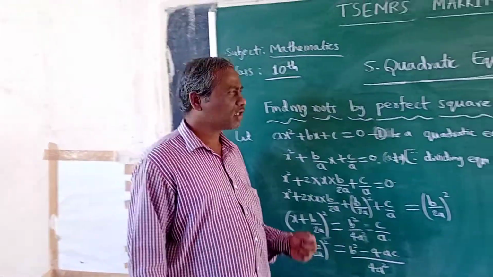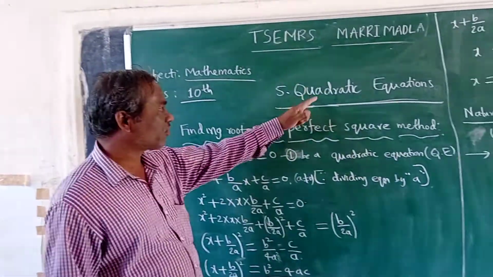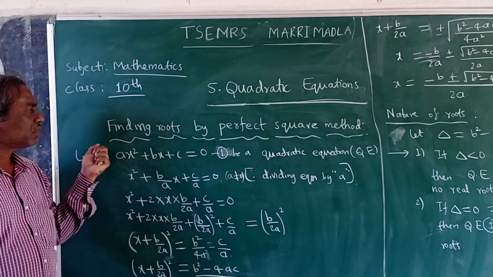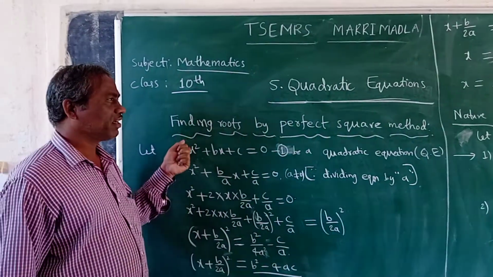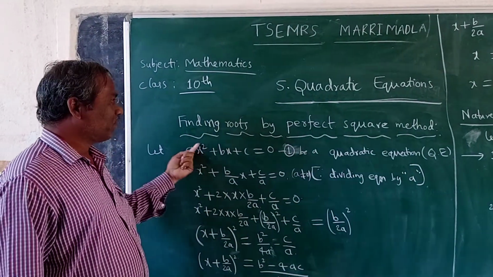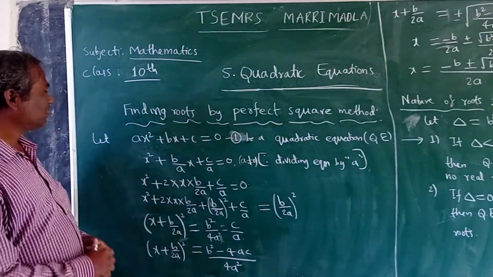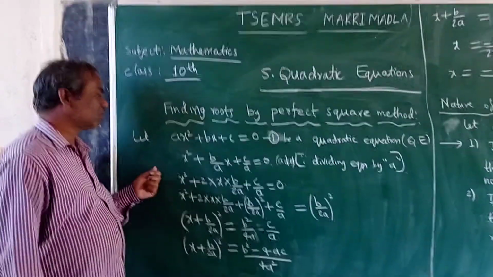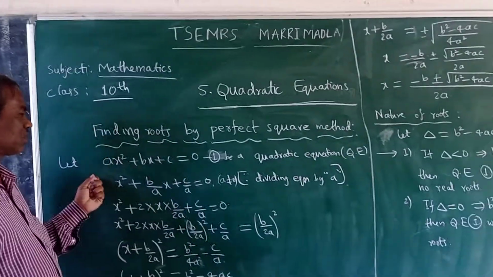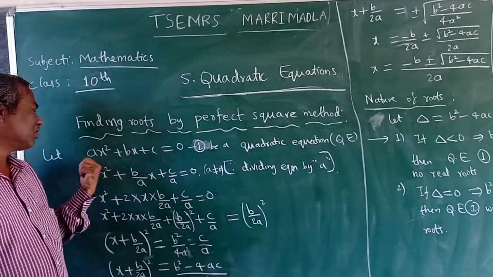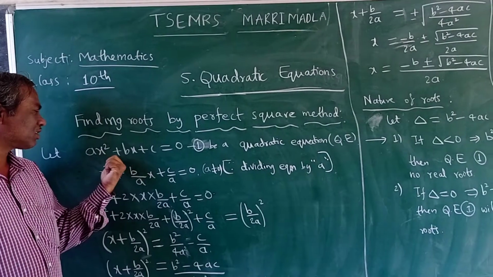Hi students, as part of online class, in the fifth chapter quadratic equations, there is another method called finding roots by perfect square method. How do we do it? Let us see. As we all know, the quadratic equation in one variable is ax square plus bx plus c equal to 0.